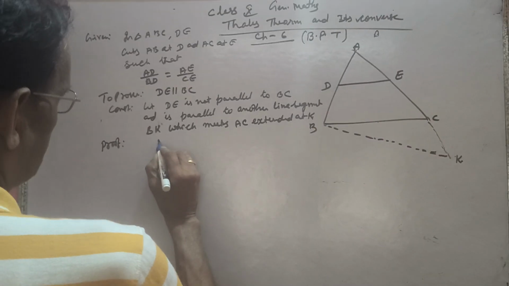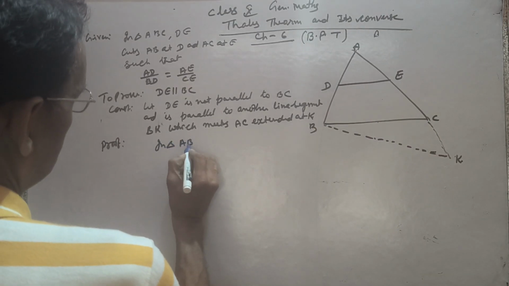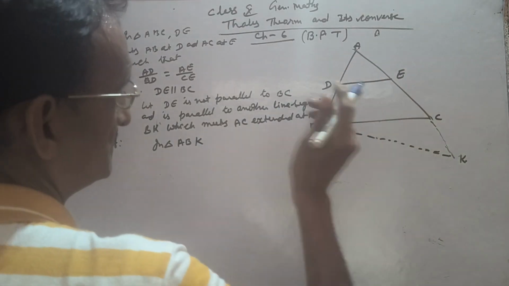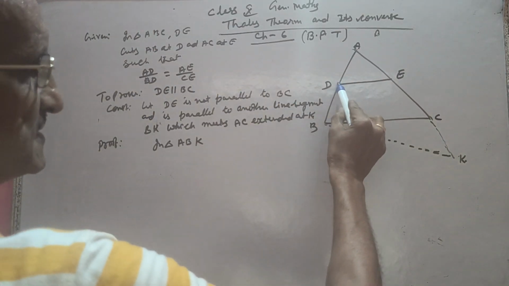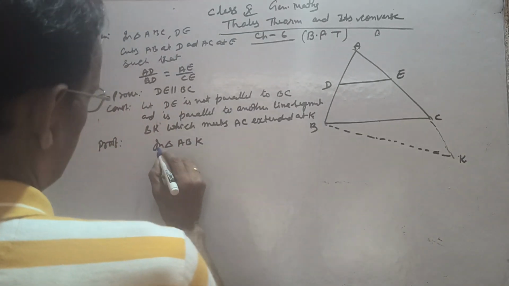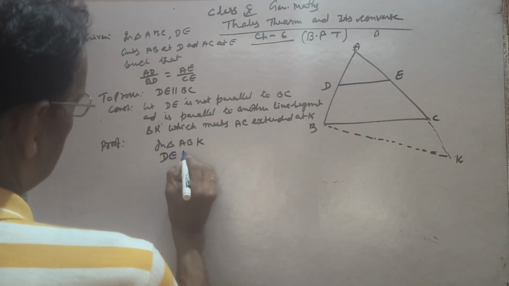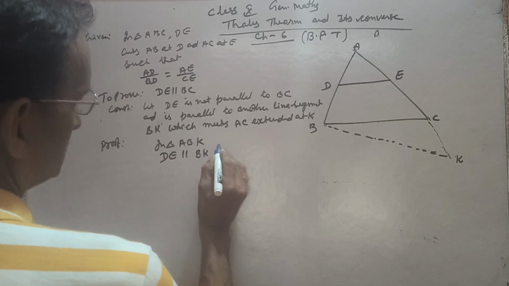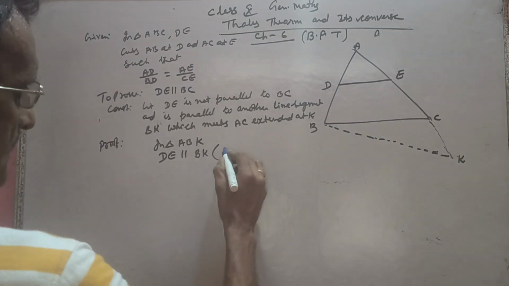Now see here, in triangle ABK, what have we assumed from construction? DE parallel to BK, from construction.